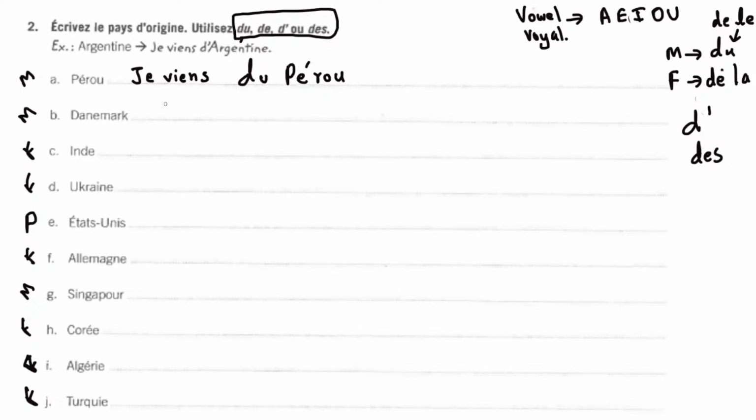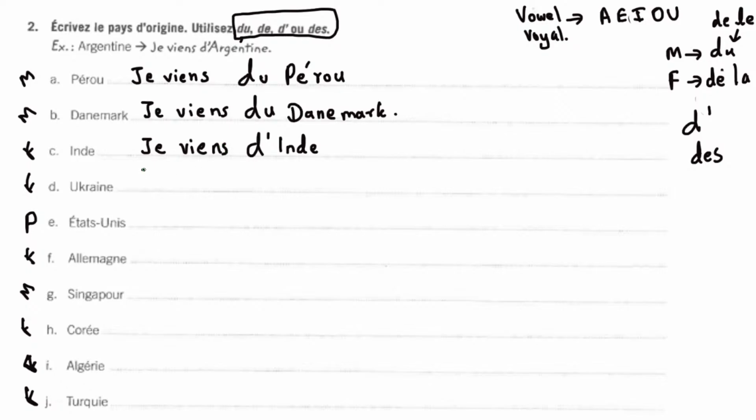So now let's go and do them one by one. First we have je viens du Peru, and then the next one is je viens du Denmark. For the vowel, it doesn't matter if it's feminine or masculine. It just comes as d apostrophe. Like that for Ukraine, because U is a vowel, so this is going to come as je viens d'Ukraine. And then for this one, je viens, it's a plural country, so we have to put des.